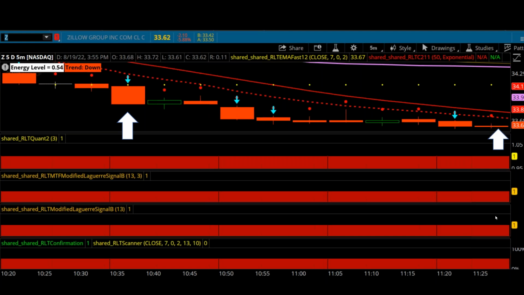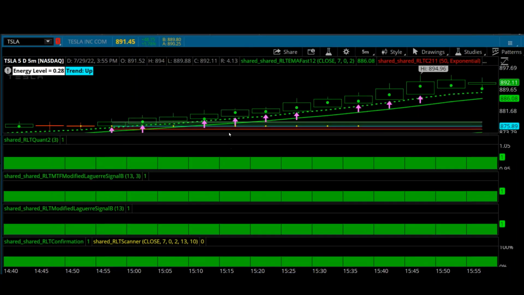You could have actually stayed in. Everything was still red. You notice that there was no reason to exit that trade. And this was one I wanted to show.